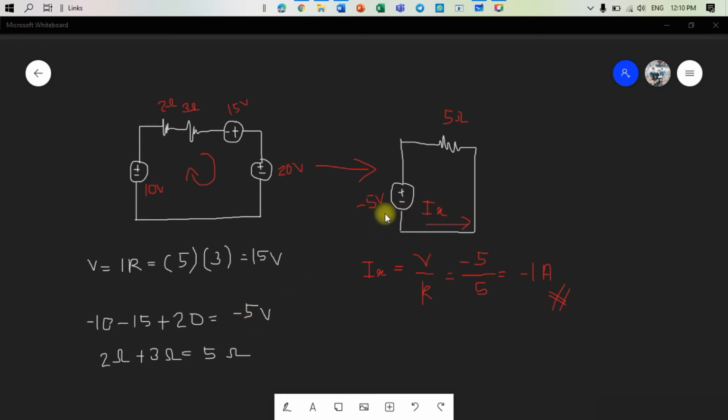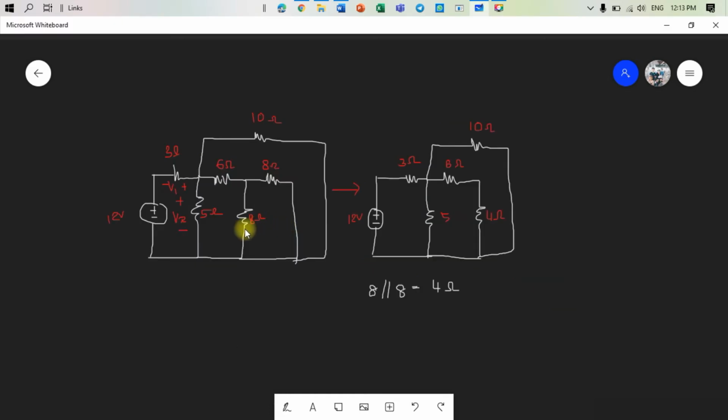Then we want to find the Ix here. To find Ix using Ohm's law, I equals V over R, we will get Ix equal to negative 5 volt over 5 ohm, and we will get negative 1 ampere. Like that.